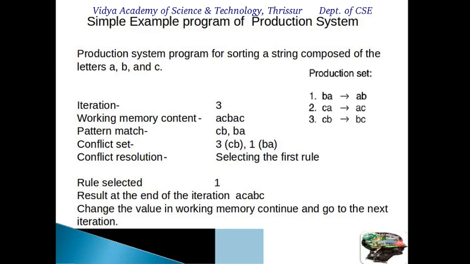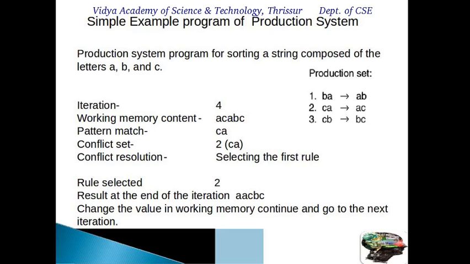Since two rules are selected, we have to choose one from that. The rule is to select the first one. So rule 3 and rule 1 are there, so we will select 1. The rule 1 is BA to AB. You can see the BA will be converted into AB. So accordingly the value in the working memory is changed, and it will go to the next iteration.